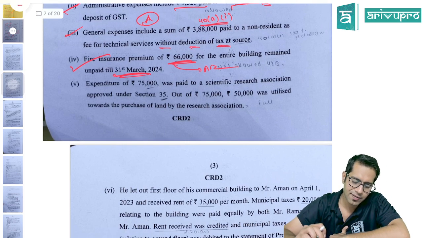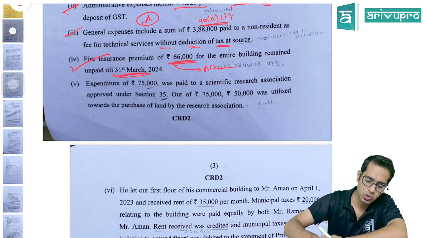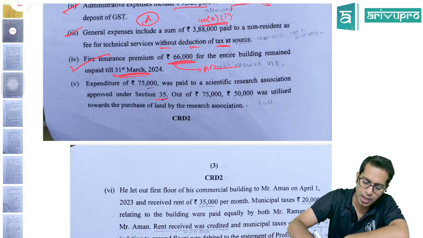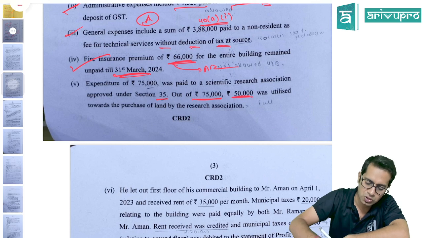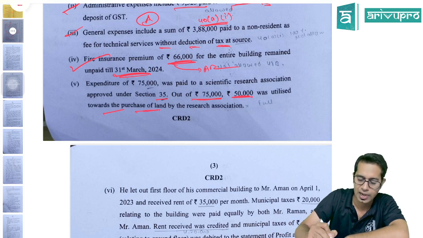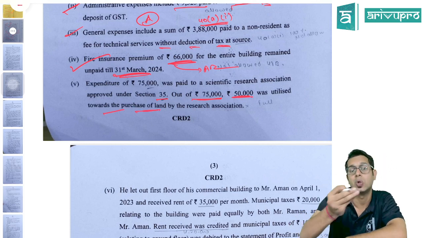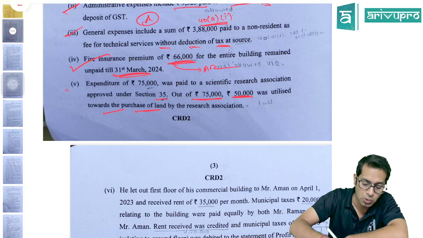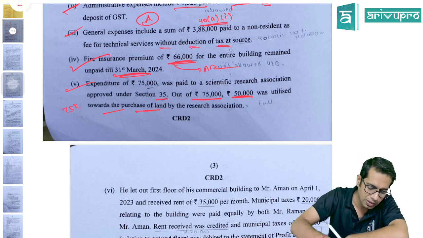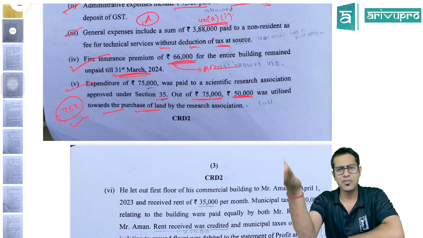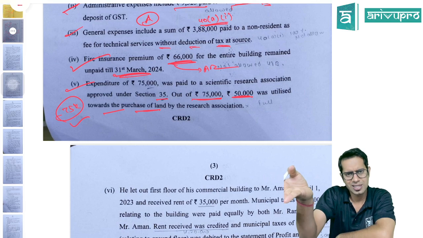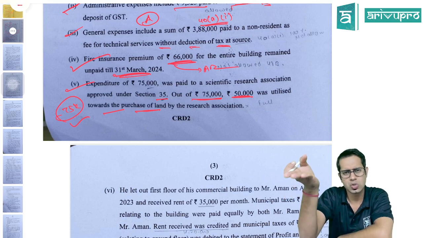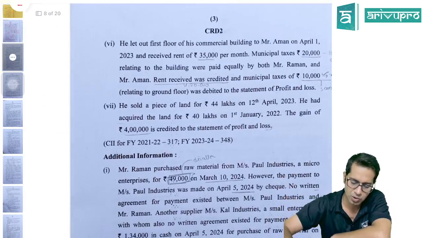Expenditure of 75,000 was paid to Scientific Research Association under section 35. Out of 75,000, 50,000 was utilized for purchase of land. I don't care, because I have given the donation. In case of donation, there is no problem at all. Entire 75,000 fully allowed. I don't care how that research association is using the money. So 100% of this amount will be allowed.